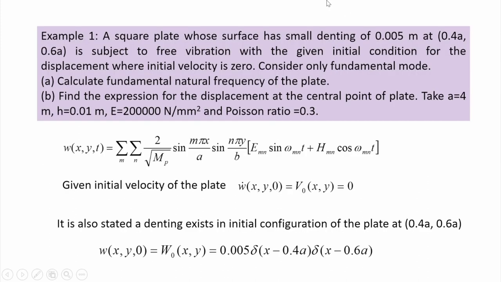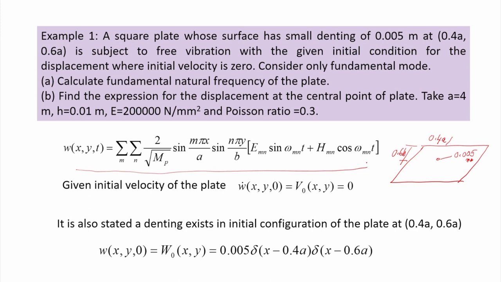Let us illustrate this with a problem. A square plate whose surface has a small denting of 0.005 meter situated at 0.4a, 0.6a. So now we write the mode superposition technique again for finding the displacement. In this problem, the initial configuration is given, that is directly w naught xy. An initial condition for the plate is given, this displacement is given, whereas the velocity is zero.